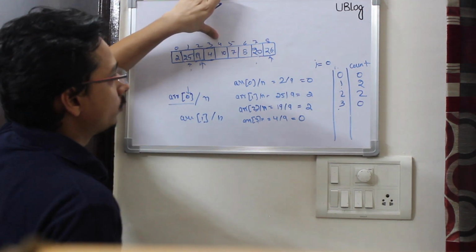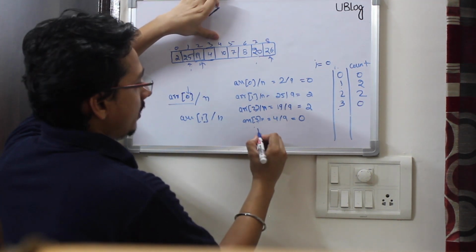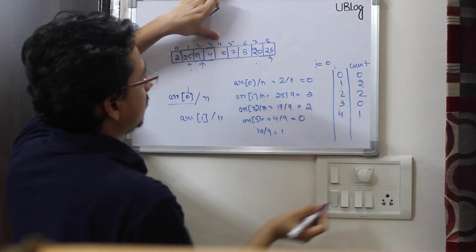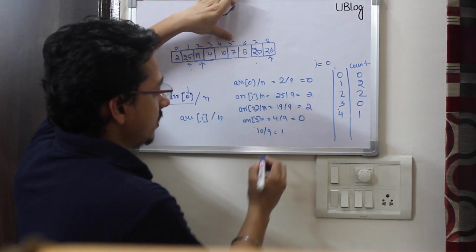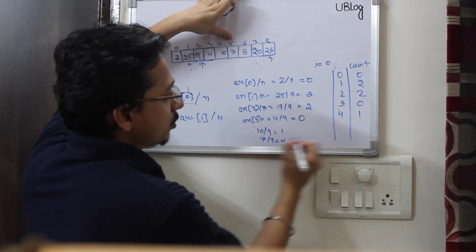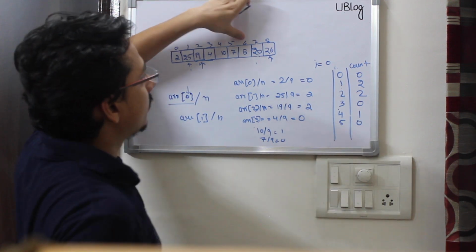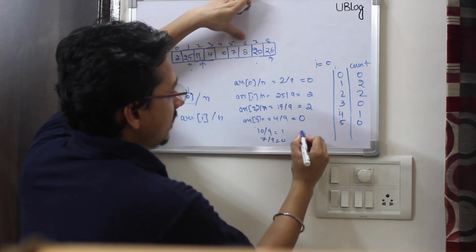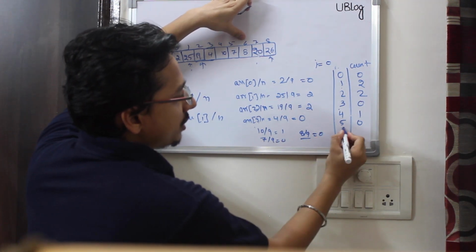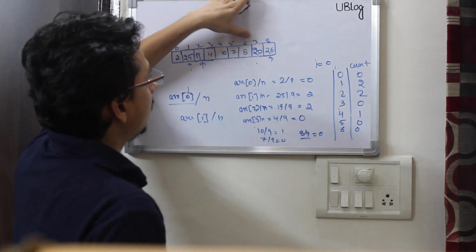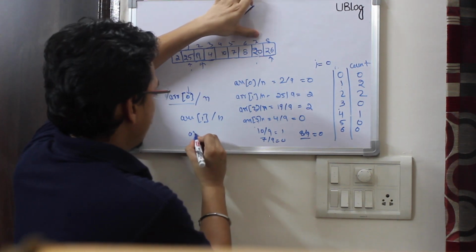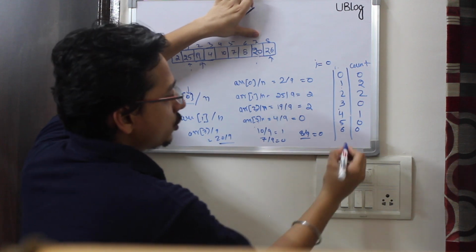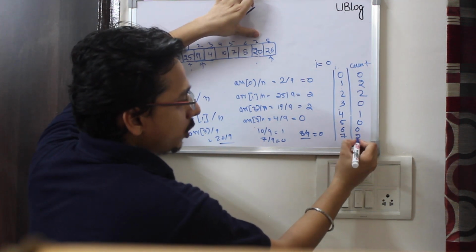Now moving to the fourth index, it is 10 divided by 9, which is 1. So 4 is present once. Now moving to the fifth index, which is 7 divided by 9, which is 0. So 5 is not present in the array. Now at the 6th index, I am seeing 8 divided by 9, so it is also 0. So 6 is also not present in the array. Moving ahead, 7. So array of 7 divided by 9, which is 20 divided by 9, which is 2. So my 7 is present twice.